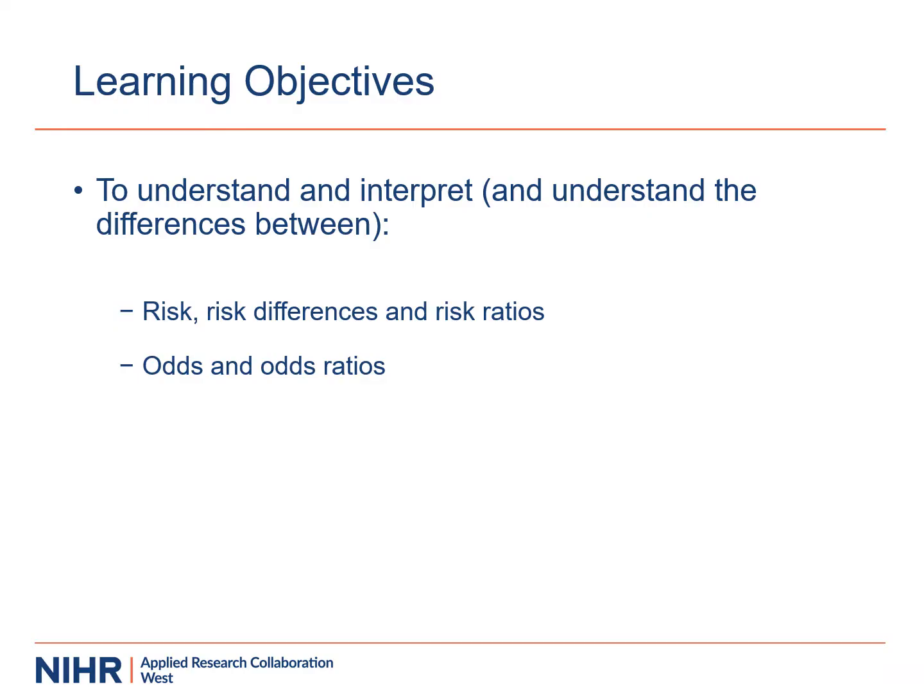Our learning objectives for this session are to understand and interpret, firstly, risk differences and risk ratios, followed by odds and odds ratios. And all of these measures are used when we're interested in binary outcomes.